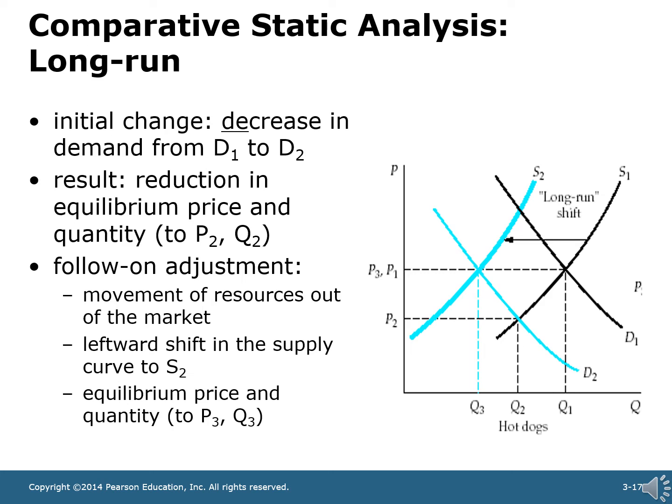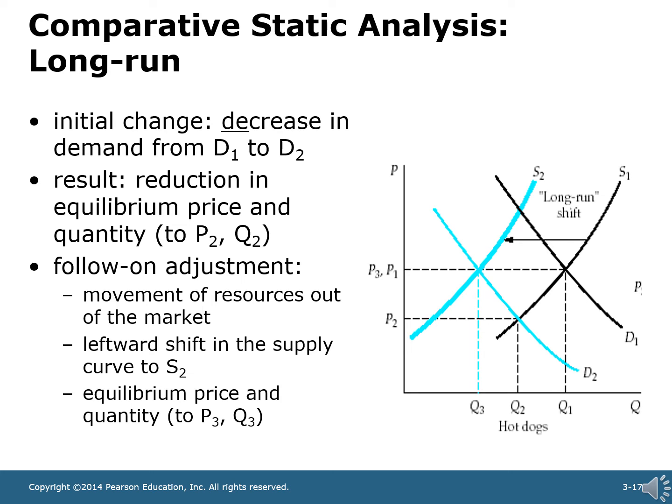All right, so let's look at long-run static analysis. So we're assuming that the initial change in the market was a decrease in demand. So we're shifting the demand curve from D1 to D2. So let's say the example is a market for hot dogs and pizza. As the demand curve for pizza increased, it shifted to the right because consumers' income increased. So now, the St. Francis students, in this case, the consumers in the market, they're consuming more pizza because they have more money. Let's say that hot dogs are an inferior good.